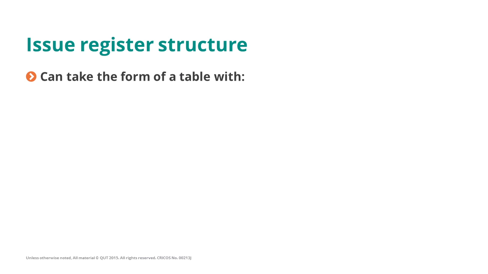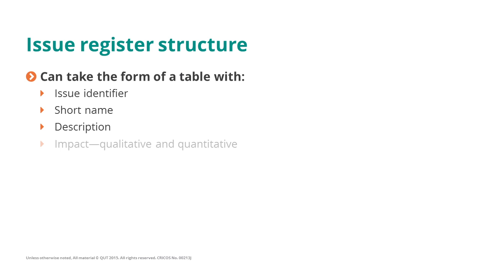The issue register is in essence a table with a number of issues, one issue per row, where every issue has some identifier, a short name, a description of the issue itself that will allow stakeholders or workers in the process to understand what we are talking about, and an analysis of the impact of this issue, whether that is qualitative impact and/or quantitative impact.